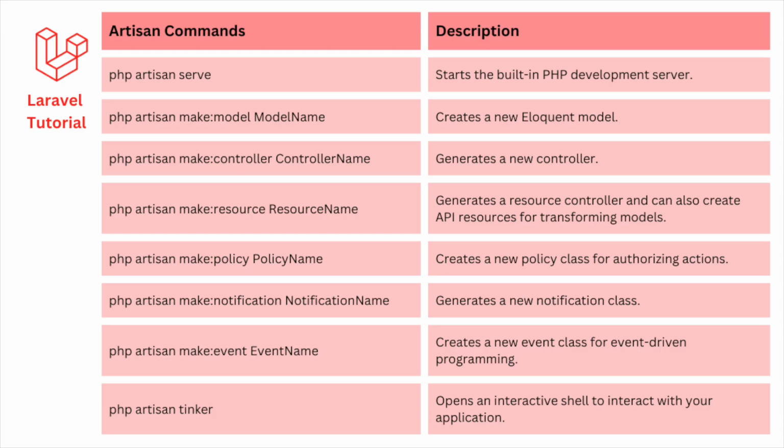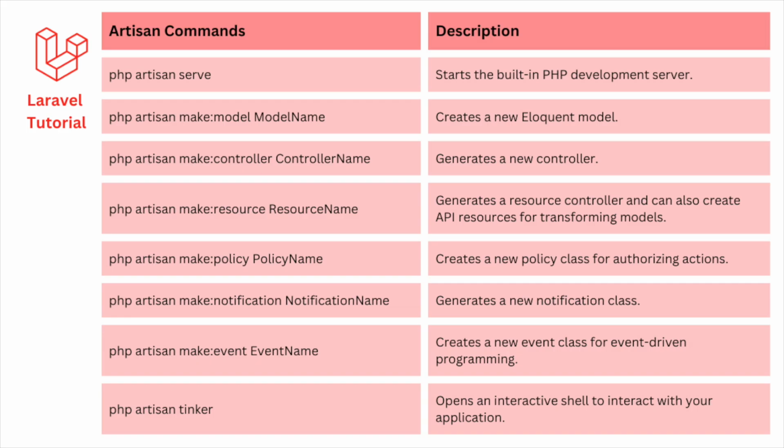This will start the built-in PHP development server. Using this you can access localhost on a port. Whichever port you have defined, it will start on that port. Next is php artisan make:model name. This will create a model for you. Models are used to get the data from the database.